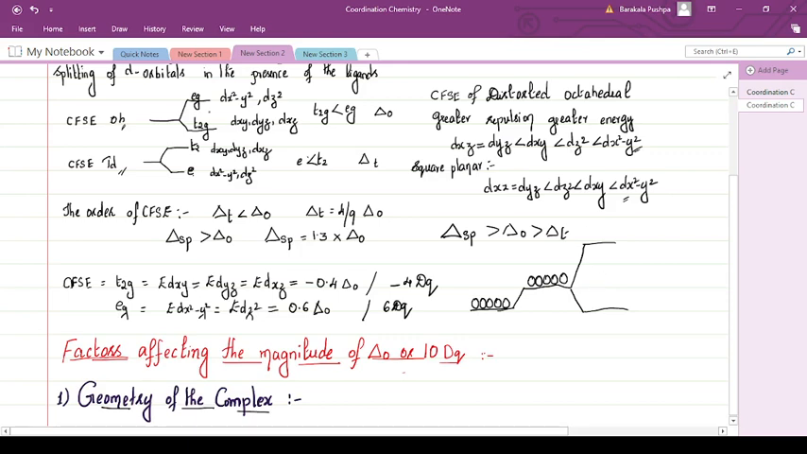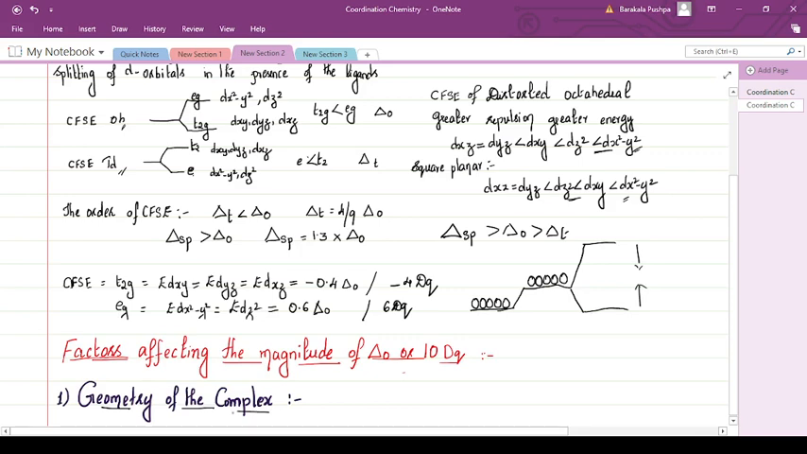That is the splitting we have mentioned here. In the case of octahedral, it is splitting as t2g and eg. In the case of tetrahedral, it is e and t2. In the case of distorted octahedral, this is the splitting. In the case of square planar, this is the splitting. So now, what are the different factors that affect this splitting?